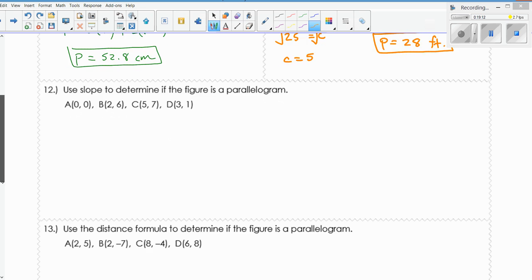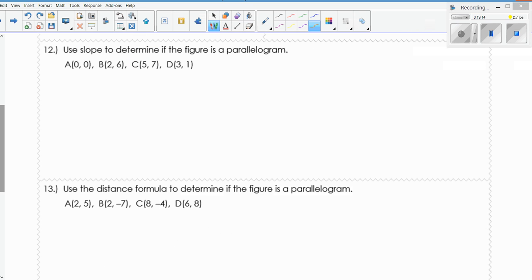Okay, 12, 13, and 14 are all going to ask you to determine if the figure is a parallelogram. So you're given 4 vertices, which means the figure must be a quadrilateral. And then you're asked to determine if it's a parallelogram. Well, if you're in number 12, you're asked to use slope to determine if the figure is a parallelogram. So what you should be thinking is, how can slope help me to determine if a 4-sided figure is a parallelogram? Well, slope can help me determine if the opposite sides are parallel, and if they are, then the figure is a parallelogram. So what I would do is I would draw out my figure.